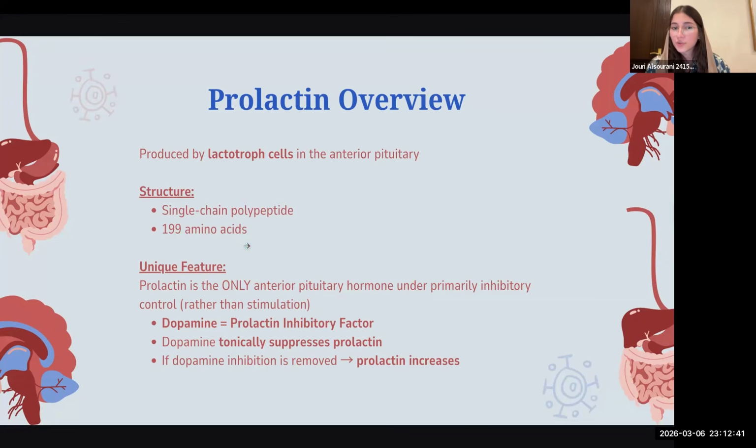Now, what makes prolactin unique is the fact that this is the only anterior pituitary hormone that is primarily being inhibited. So everything else is being stimulated, right? All the other hormones we've discussed are being stimulated, but prolactin is tonically being suppressed, and it is being suppressed and inhibited by dopamine. So dopamine is a prolactin inhibitory factor. It is constantly inhibiting prolactin, okay? If we remove dopamine's inhibition on prolactin, then we will have an increase in prolactin. But other than that, prolactin is constantly being inhibited.